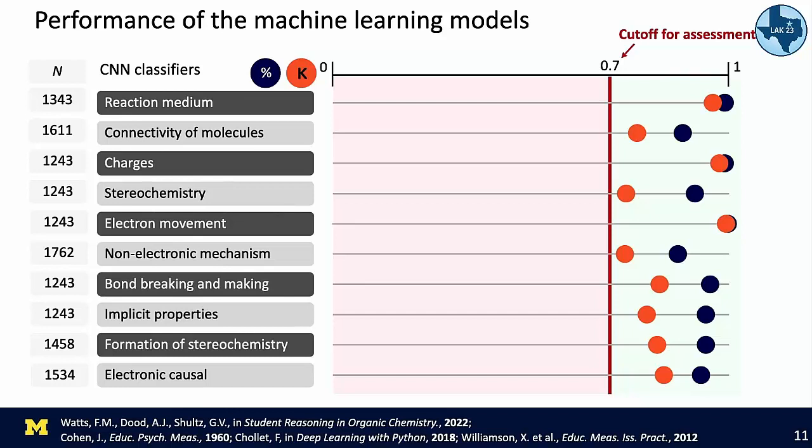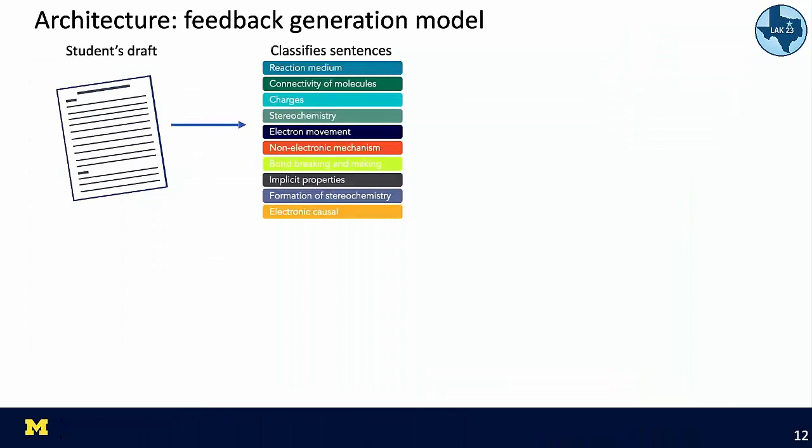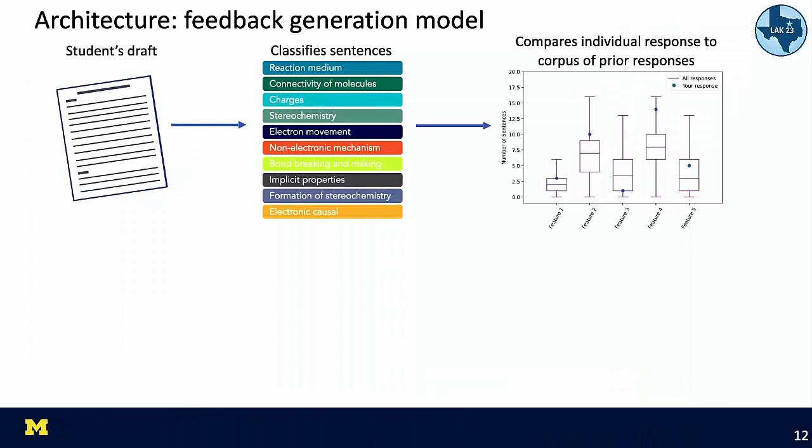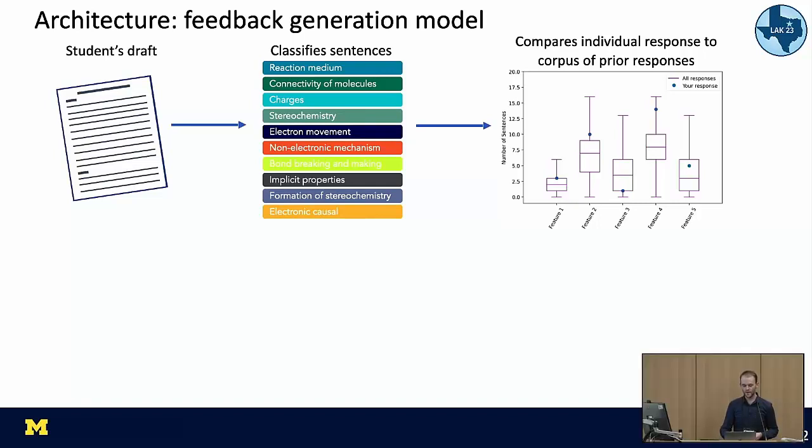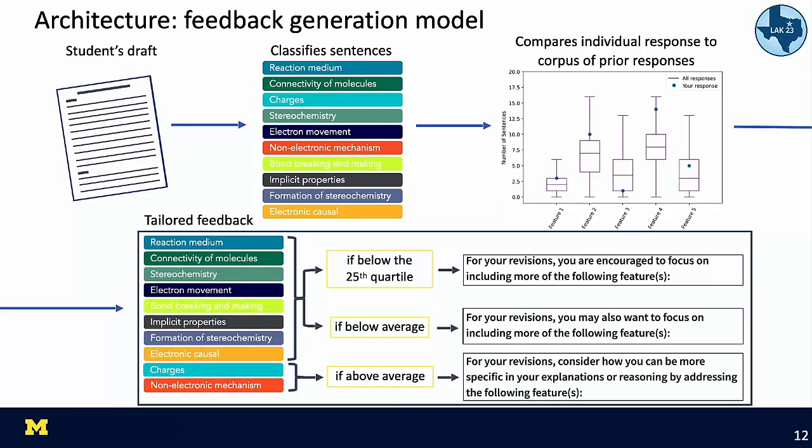And then the way the tool actually works is that a student can go to the tool, they can submit their draft, their work in progress, and then it'll classify all of the sentences in their writing and compare their sentences to the corpus of prior responses that we have for this assignment. And then based on that comparison, it'll give students guided feedback depending on where they sit in comparison to the corpus of assignments for this course.